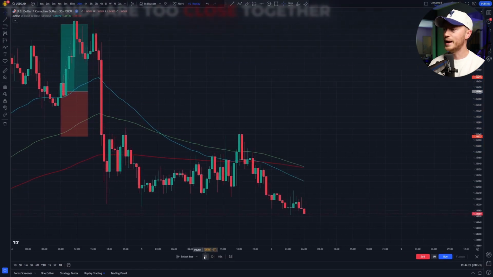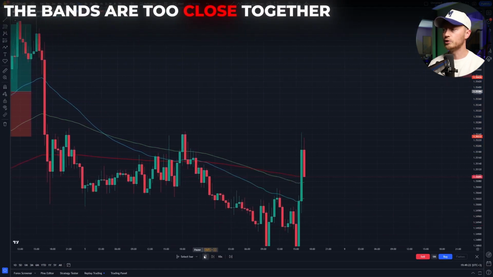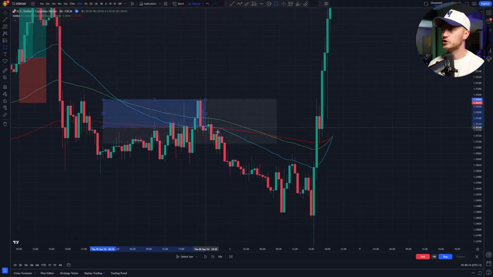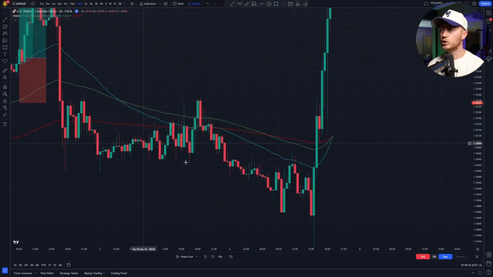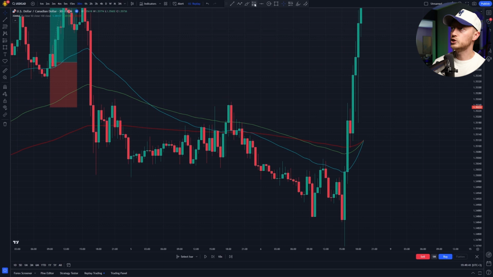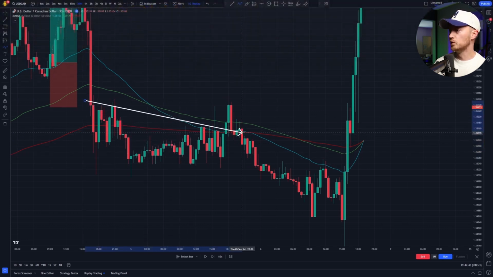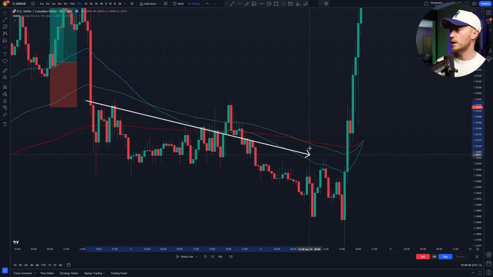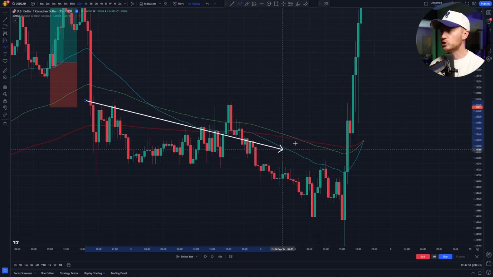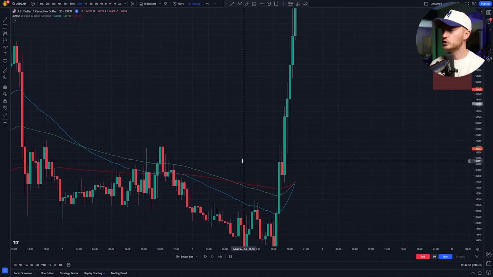You can see the bands are too close together. We're not looking for trades, right? Look at these bands. They're all close together. There's no good trading opportunity. And when the price comes below these bands right here, there's no separation. When the price comes below the bands here, there's still no separation. So there's nothing really to look for right here. So let's continue on, right?